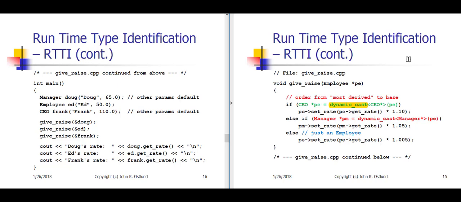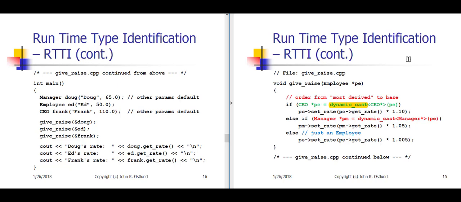So here, since we have employee as our base class, and a manager is a kind of employee, and a CEO is a kind of manager, which is a kind of employee, we did our check for the CEO first. Then if it wasn't a CEO, we did a check for a manager, and if the pointer was not pointing to a manager, then we knew that it had to be pointing to an employee.